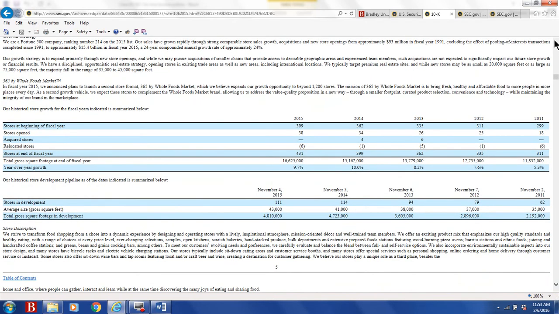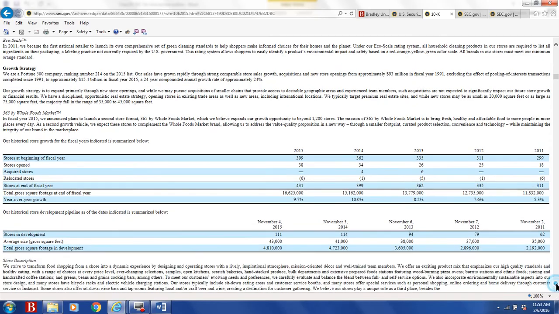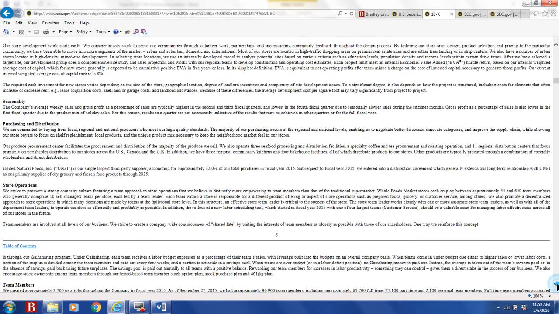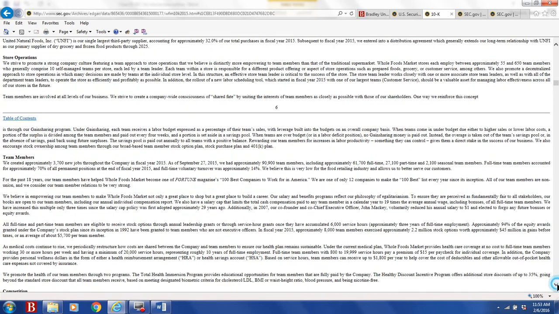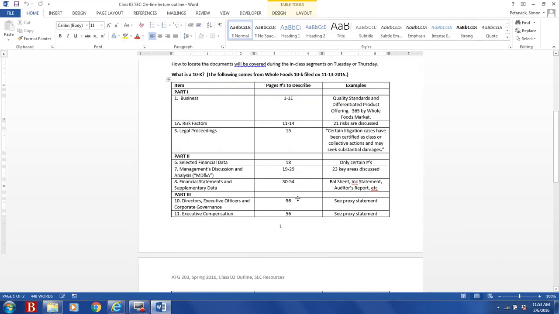Scoop a little bit too far. It talks about the size of their company and their strategy for growing, which is primarily through opening new stores. And as you scroll down, you can see there's a variety of items that give background information about the store. So most 10Ks, right, begin with some description of the business.